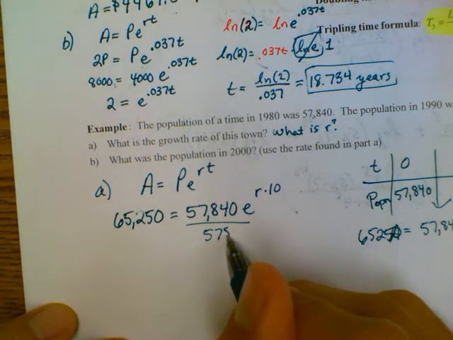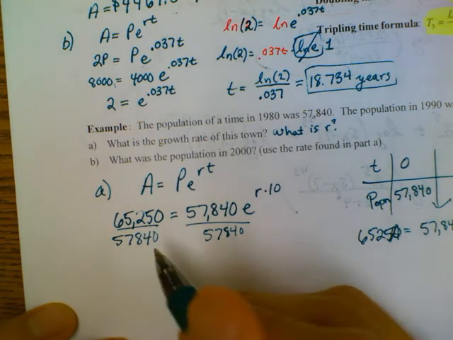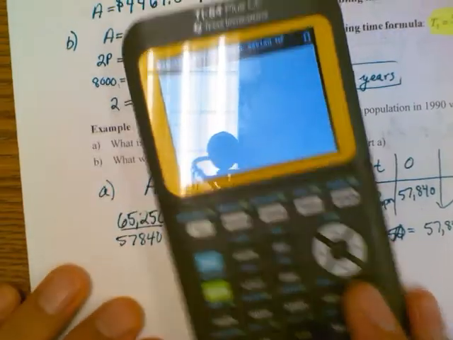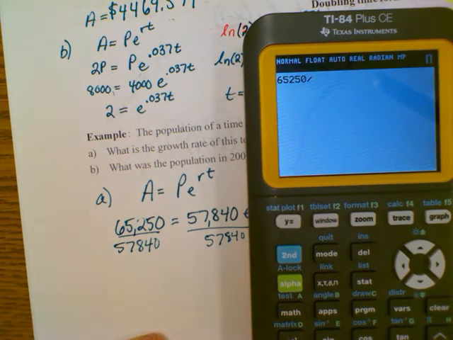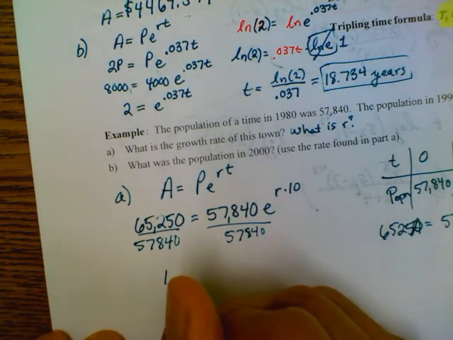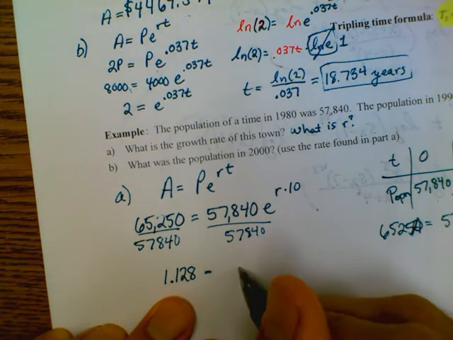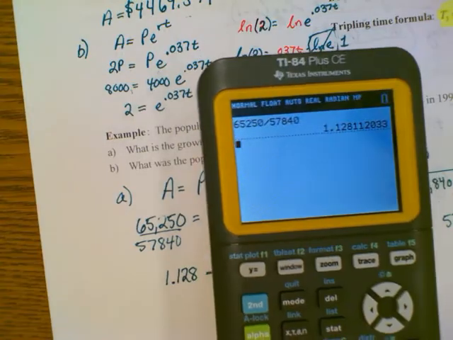57,840 on both sides. I am not going to write that decimal down. I'm going to leave that one in my calculator. So 65,250 divided by 57,840 is 1.128. Okay, well, I have to write something down, I guess. 1.128. But please don't use 1.128 in your calculation. What you're going to do is use all 10 decimals from your calculator.